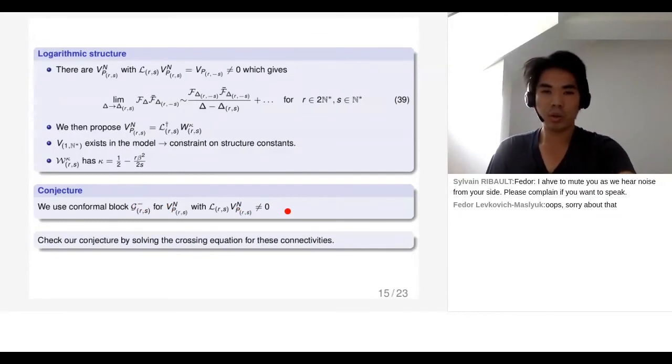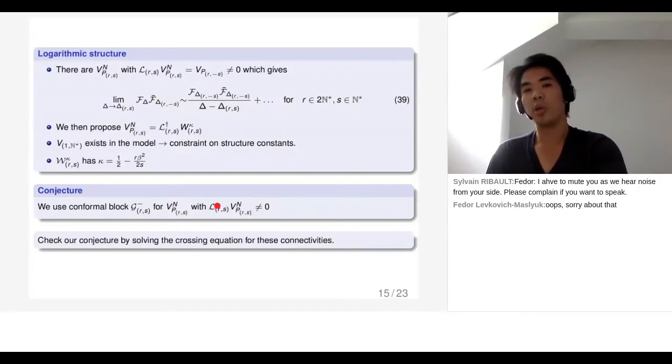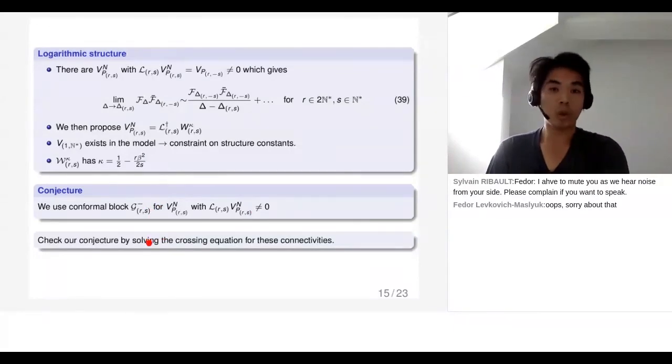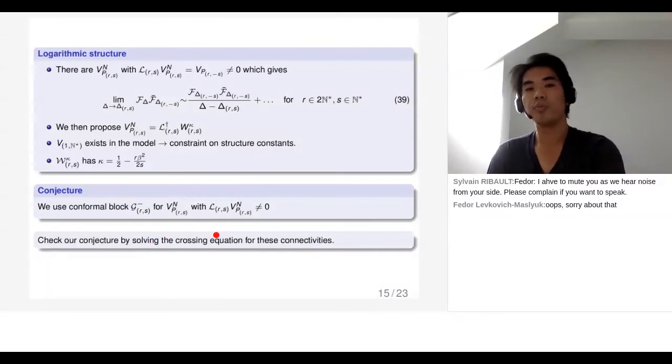And these are quite non-trivial proposals. So to validate it, we shall show that with this proposal, the 4-point connectivities are crossing symmetric, as a 4-point function in CFT should be. Or in other words, we shall solve the crossing equation for this connectivity with our logarithmic blocks and find whether there are solutions or not. And we shall do this numerically.